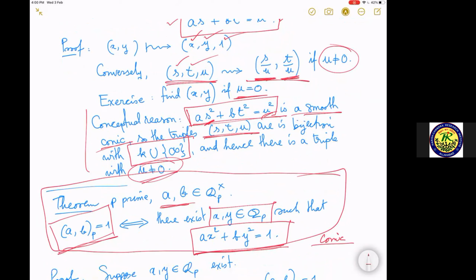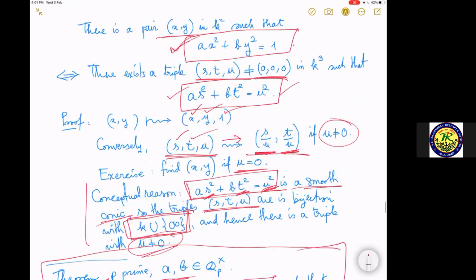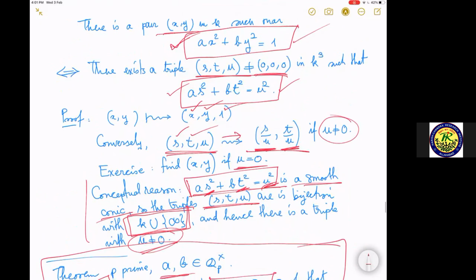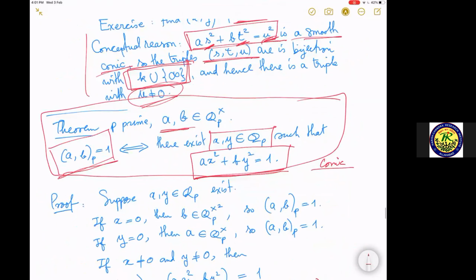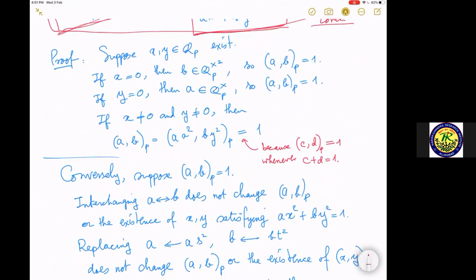Right? And so you can change the signs of s and t arbitrarily, but that's it. And so this conic will have more points, and therefore you can always find a point with u different from 0, and then apply this construction here to get a pair x, y satisfying the non-homogeneous equation. Okay, so I assume that you can do it, I mean, the remaining case.